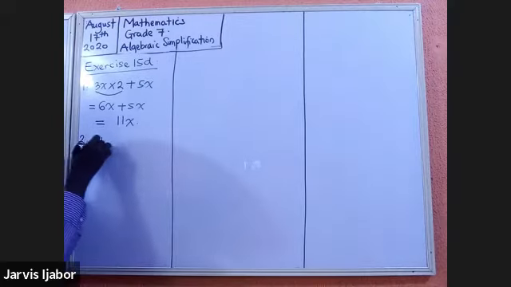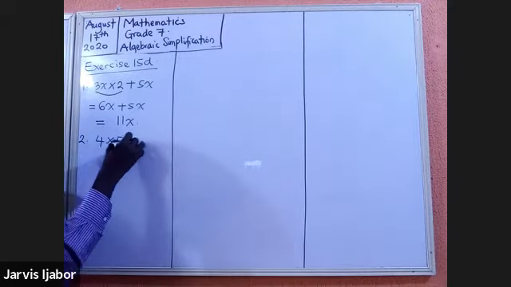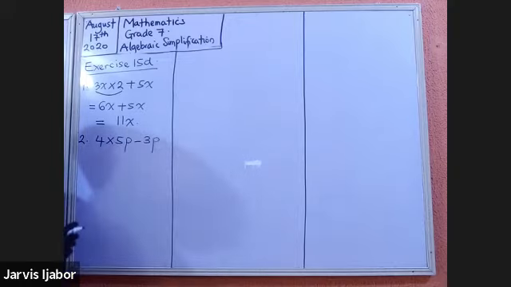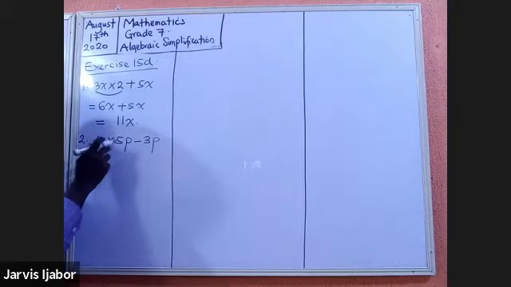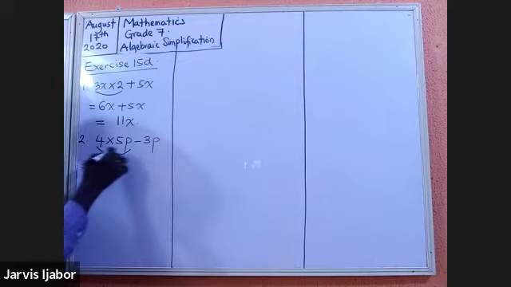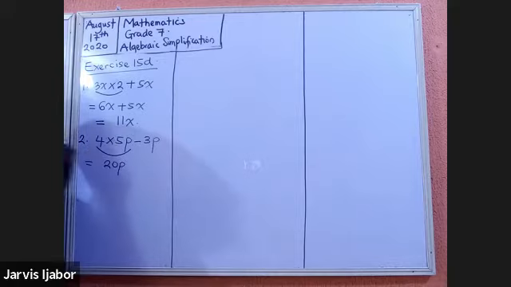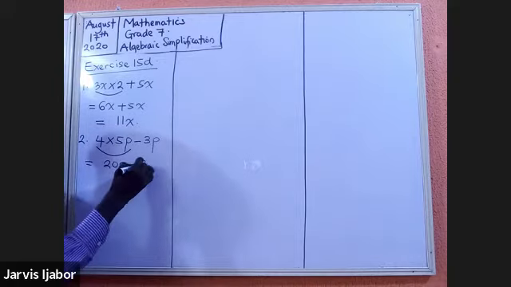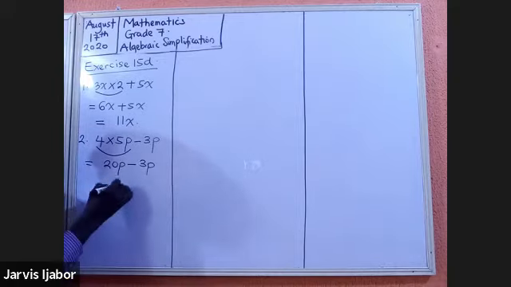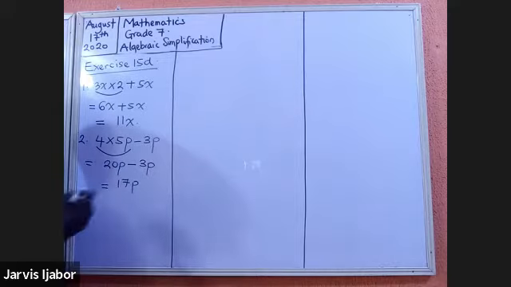Number 2, 4 times 5p minus 3p. It's BODMAS. You must multiply first. So you do this one first. See what I'm doing, oh? You do this one first. That'll give you 20p. Number multiply number minus 3p. And that'll give me what? 17p. Remember our nonchalant approach?